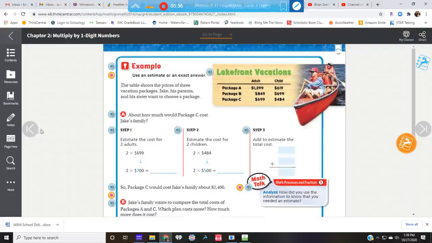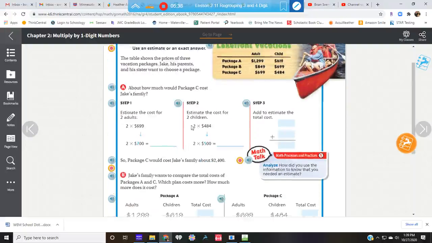Okay, so the table shows the prices of 3 vacation packages that Jake and his parents and his sisters are going to choose from. They want to choose a package. Okay? About how much would package C cost Jake's family?